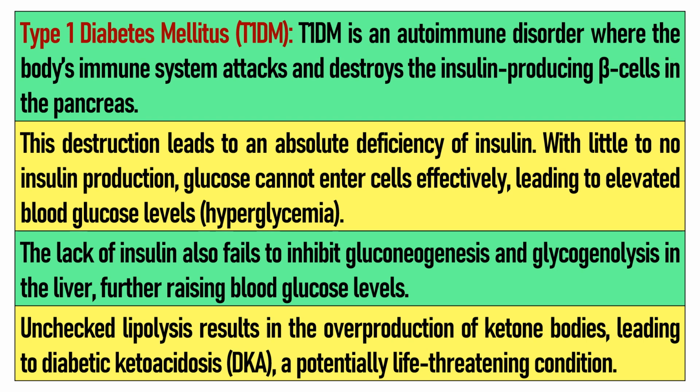With little to no insulin production, glucose cannot enter cells effectively, leading to elevated blood glucose levels, a condition known as hyperglycemia. The lack of insulin also fails to inhibit gluconeogenesis and glycogenolysis in the liver, further raising blood glucose levels. Unchecked lipolysis results in the overproduction of ketone bodies, leading to diabetic ketoacidosis, a potentially life-threatening condition.